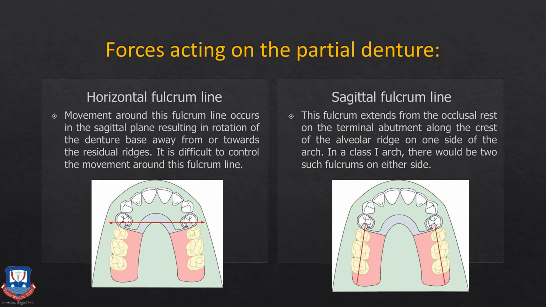So this sagittal fulcrum line is basically important for the stability of the prosthesis, because the prosthesis will move in a buccolingual direction along this sagittal fulcrum line. So by extending the denture flanges and by extending the coverage of the major connector over the abutment teeth or over the hard palate, we can ensure that the movement along the sagittal fulcrum line is reduced or minimized.